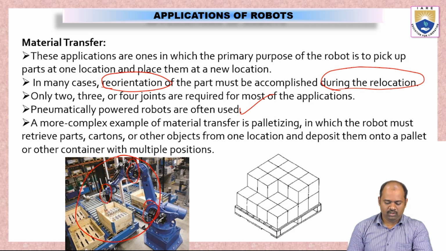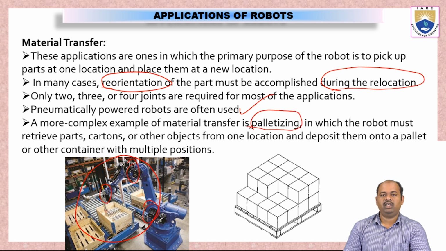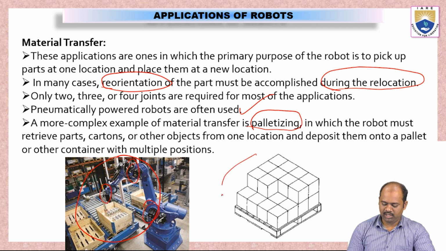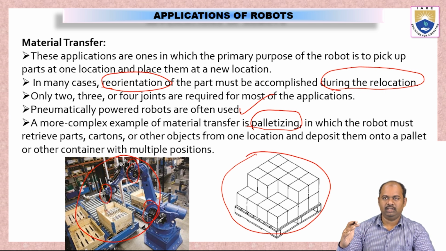A more complex example of material transfer is palletizing. This is an important application where robots are used for palletizing operations, where the robot will place a number of boxes like this in this manner. This is also called stacking. Stacking one box on the other is called palletizing.